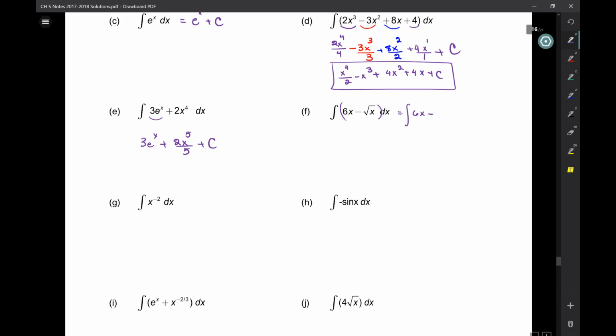6x we know how to deal with. Root x, I never told you how to deal with it, but I did tell you how to deal with powers. So it's x to the 1/2 dx. So then this is going to be 6x squared over 2 minus x to the what? 3 over 2 divided by 3 over 2, which is what? Well, hang on. It's plus c.